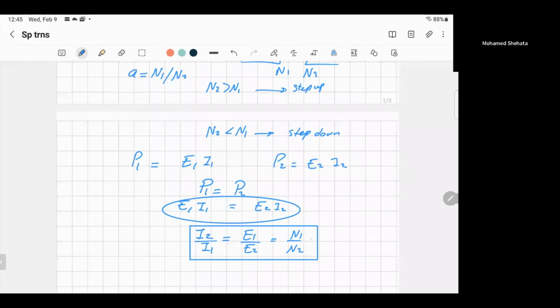This is equal to A. That's right. If you define A as N1 over N2, that will be equal to A.